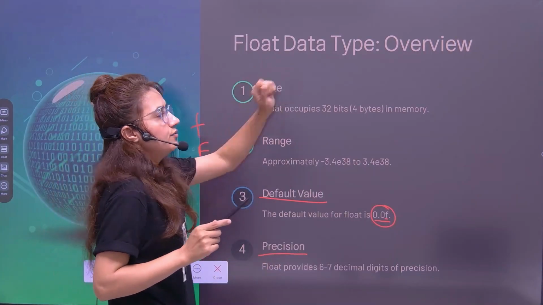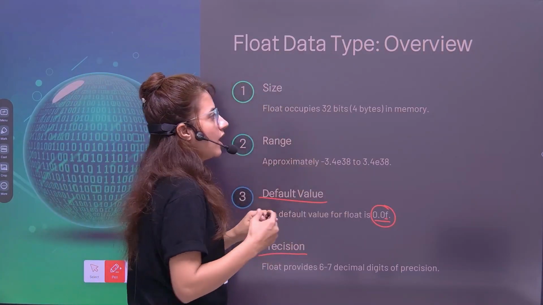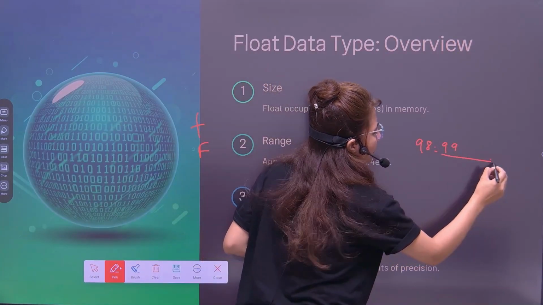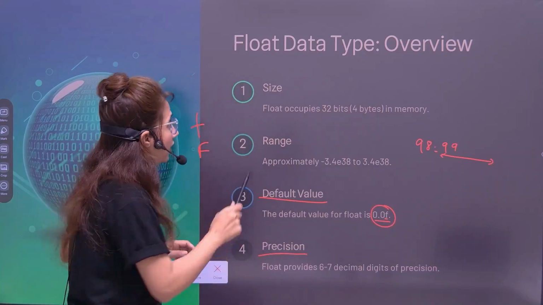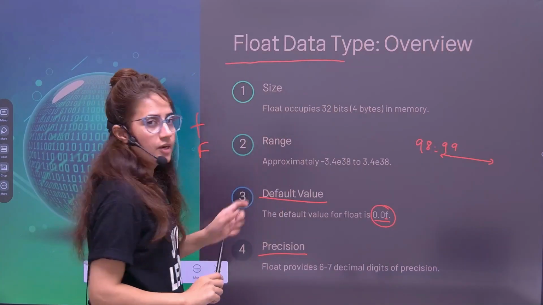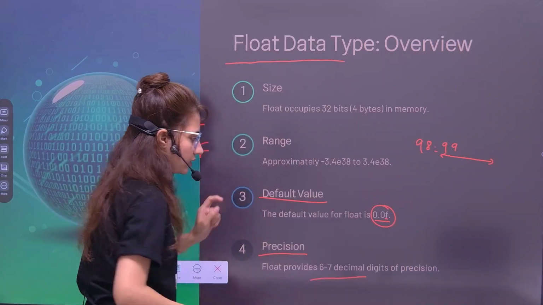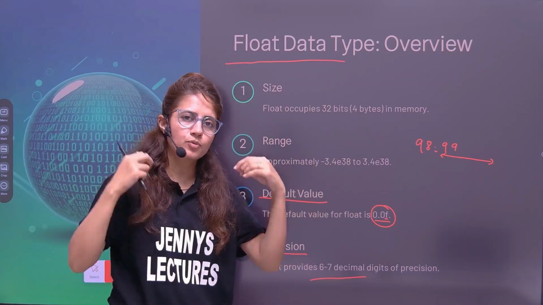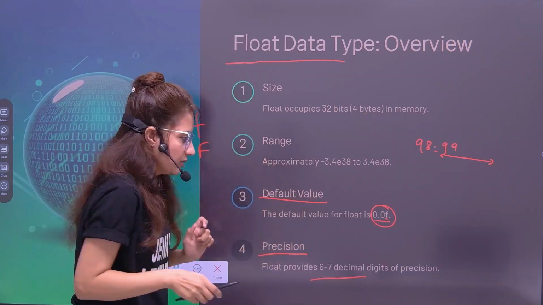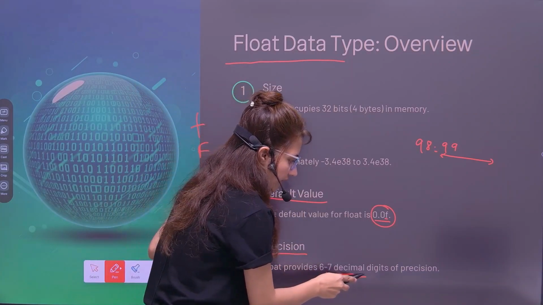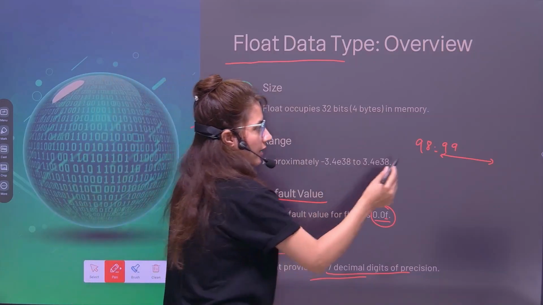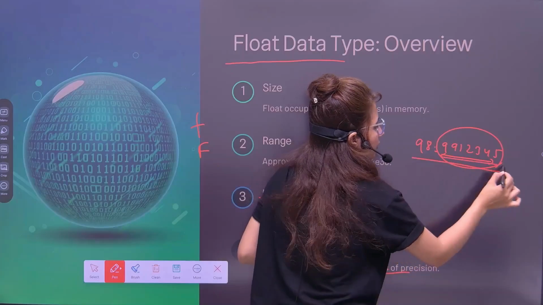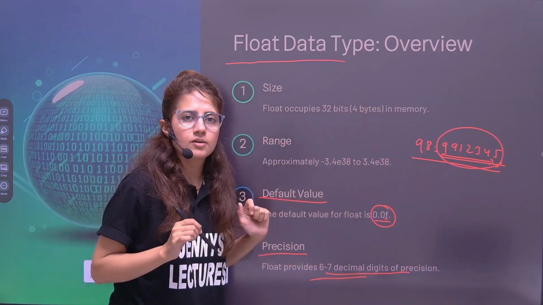Now one more thing is there in floating point data types: precision, meaning after the decimal, like 98.99, how many decimal digits are there? If a variable is of float type, then after the decimal it can store 6 to 7 decimal digits. In some machines you will see 6, in some machines it will show till 7 decimal digits of precision. So like 99.12345, something like this. In float it will represent the number till 5.